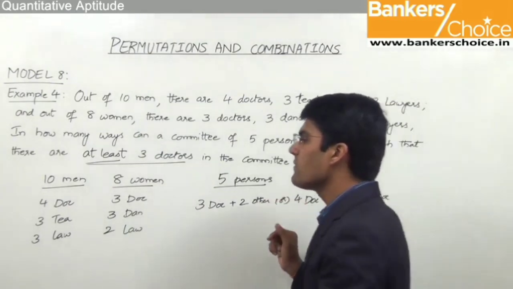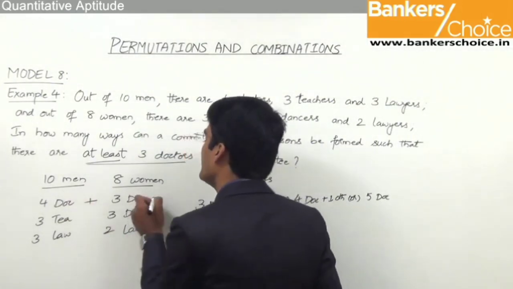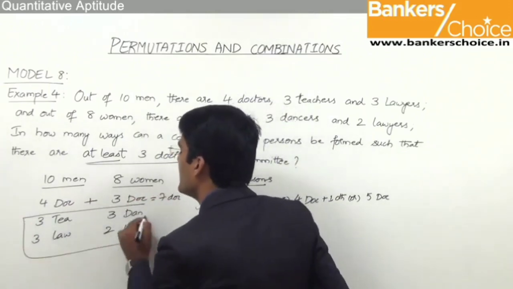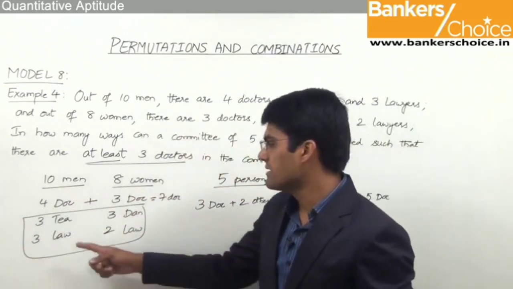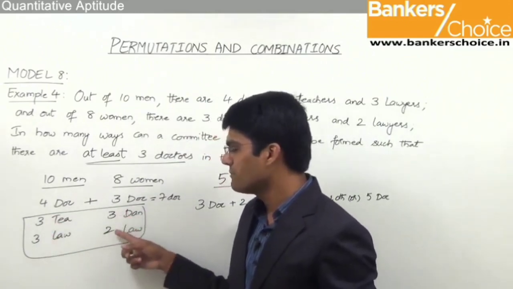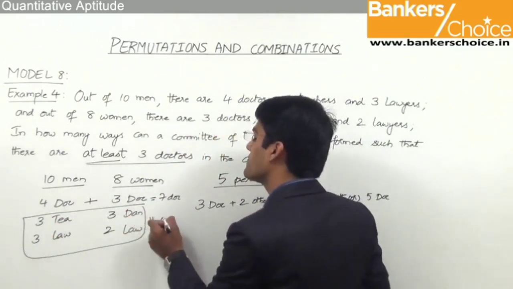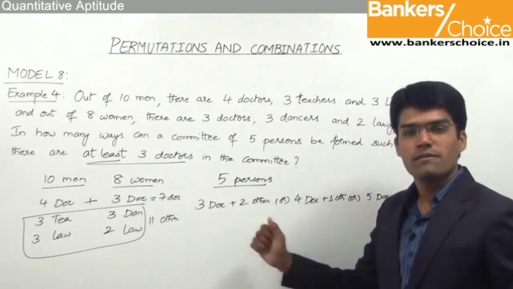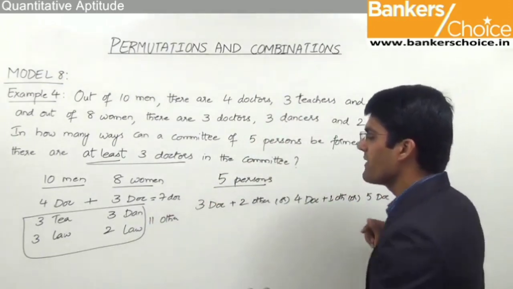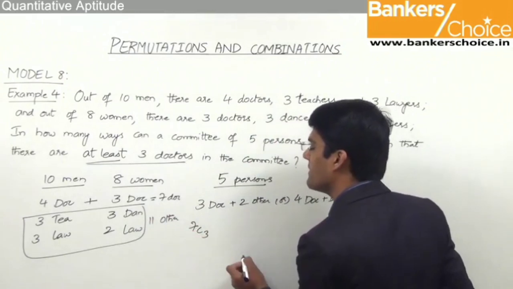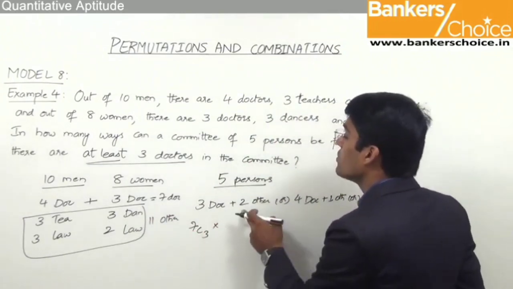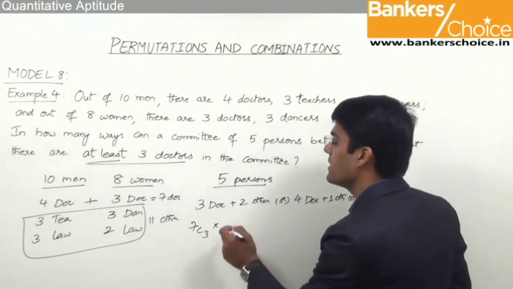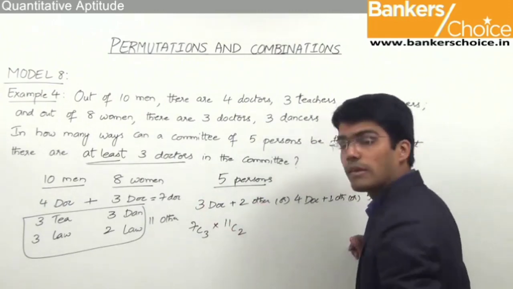Now if you try to observe, altogether we have 4 plus 3, 7 doctors. And apart from doctors, there are 11 persons of other professions left out: 3 plus 3, 6 plus 3, 9 plus 2, 11. So there are 11 persons of other professions. So let's see in how many ways we can go for the first one. Now 3 doctors out of 7 can be selected in 7C3 ways, into 2 of other professions. Out of 11 persons of other professions, we need to select 2. That can be done in 11C2 ways.